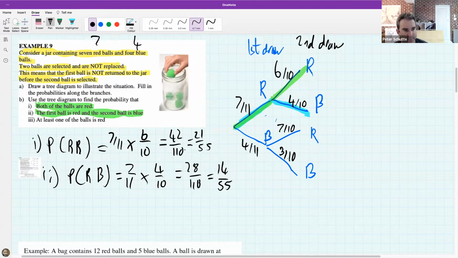Now, all right, now I want you to do the third one. What is the probability that at least one of the balls is red? So ask yourself, how many of the branches will be included, and what would the answer be to 3?